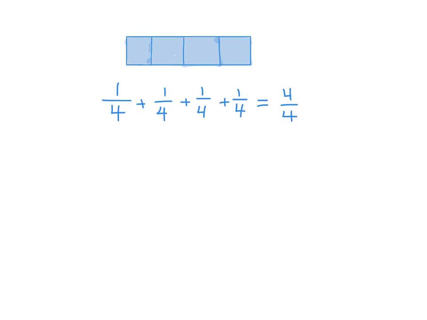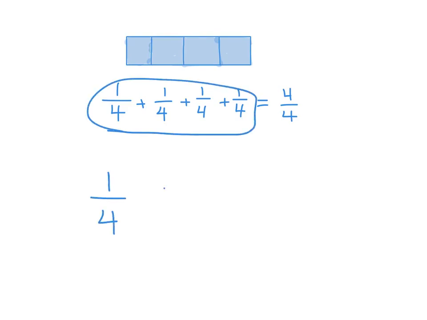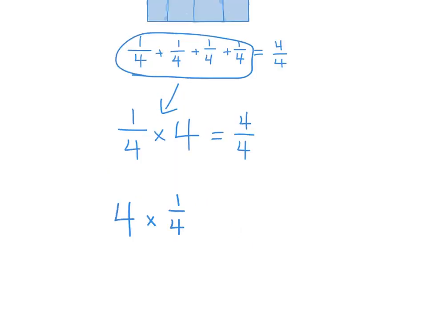But there is another easy way we can group these together. So I have 1/4 here, but I actually have 4 of them. So I could actually say 1/4 4 times, or 1/4 times 4, and that would equal 4/4. So that's another way to rewrite that repeated addition. 1/4 plus 1/4 plus 1/4 plus 1/4 can simply be written 1/4 times 4. Or we can use the commutative property of multiplication, which means we can reverse that. 4 times 1/4 would also equal 4/4.